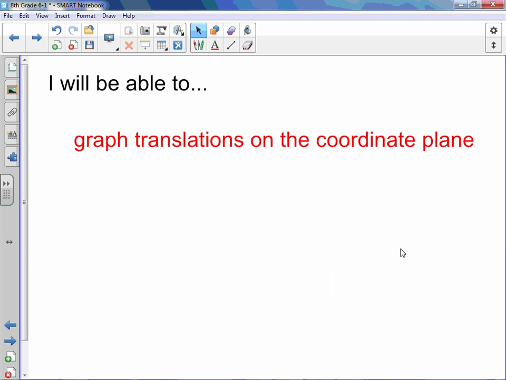Chapter 6, Lesson 1, Translations. You will be able to graph translations on the coordinate plane.